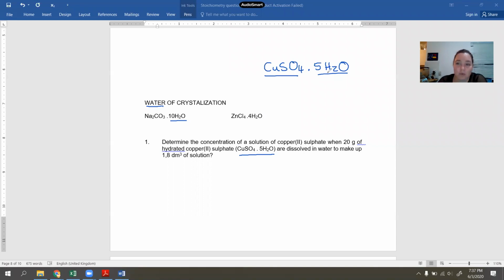You should have covered water crystallization somewhere around about grade 10. And I know what I do with my students is I take copper sulfate that's hydrated. As soon as it's got water as part of it, it's called hydrated. And then we put it in a test tube. So we'll have our test tube here, and at the bottom of it, we've got the beautiful copper sulfate crystals.